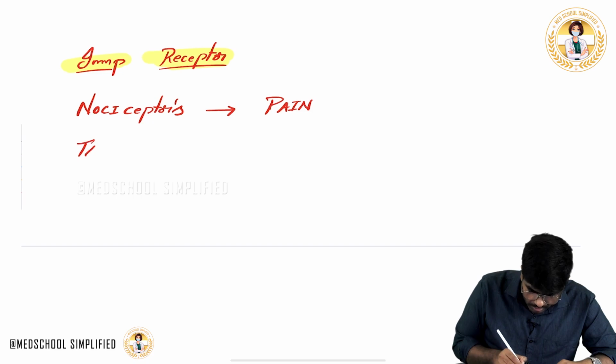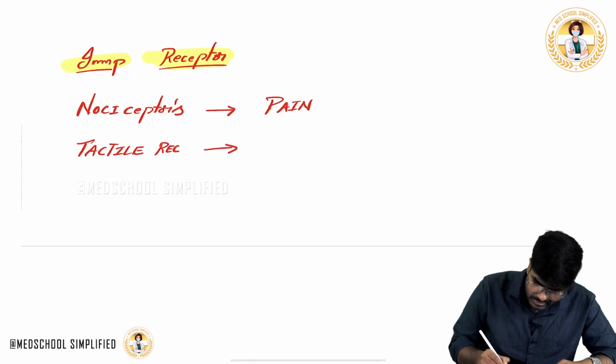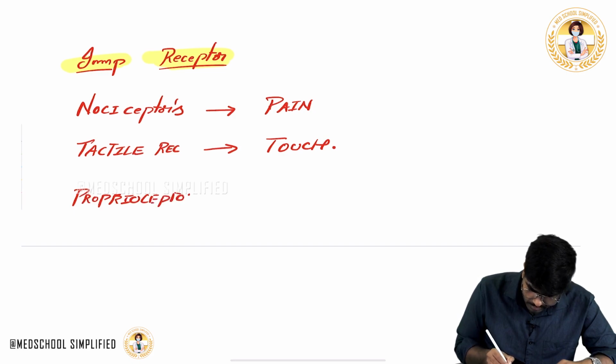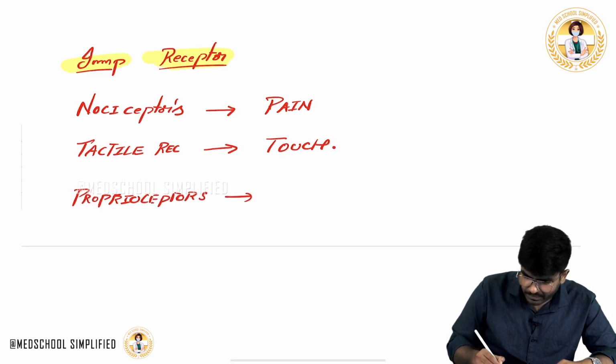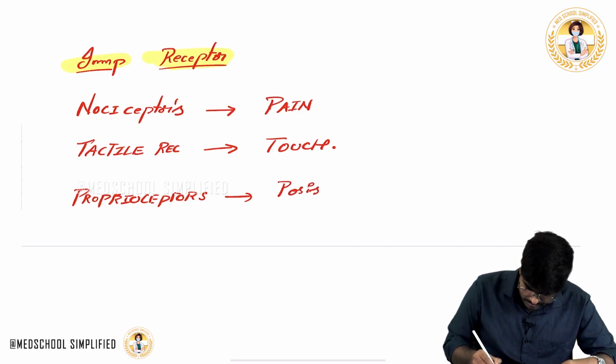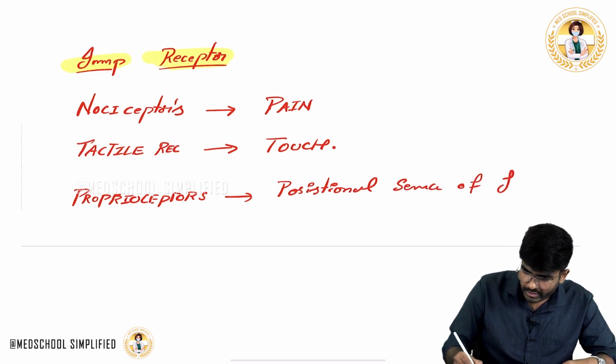Second receptors are tactile receptors. Tactile receptors are the receptors of touch. And the third type of receptors are proprioceptors. They are the receptors for which sense? Positional sense. Positional sense of joints.